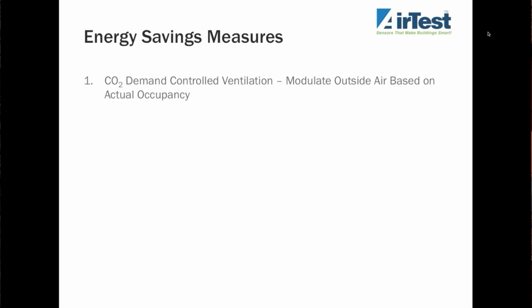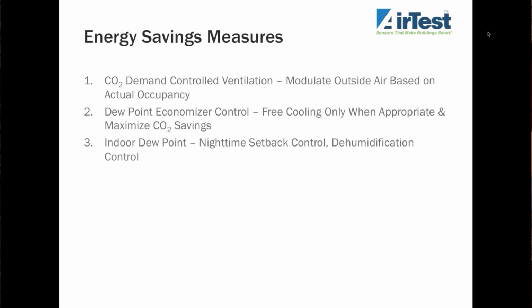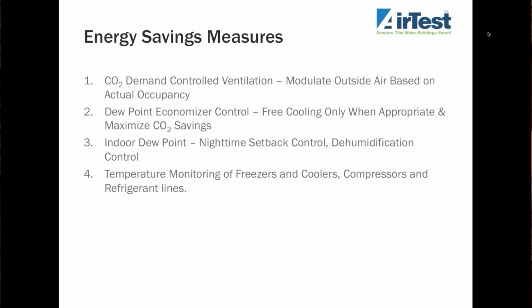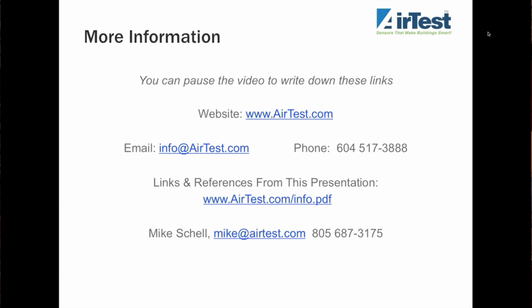So to summarize on this, CO2 demand control ventilation can be used in buildings to modulate outside air based on actual occupancy, and dew point economizer control can provide free cooling only when it's appropriate to maximize CO2 savings. Also, we didn't talk about it, but there are good reasons to measure indoor dew point for nighttime setback control or dehumidification control in the building. Also, obviously, measuring temperature, particularly using some of the techniques that we've described here earlier, could be useful in those same buildings. And I've told you a little bit about our wireless, which can reduce installation cost and increase payback. And really, that's our presentation for today.